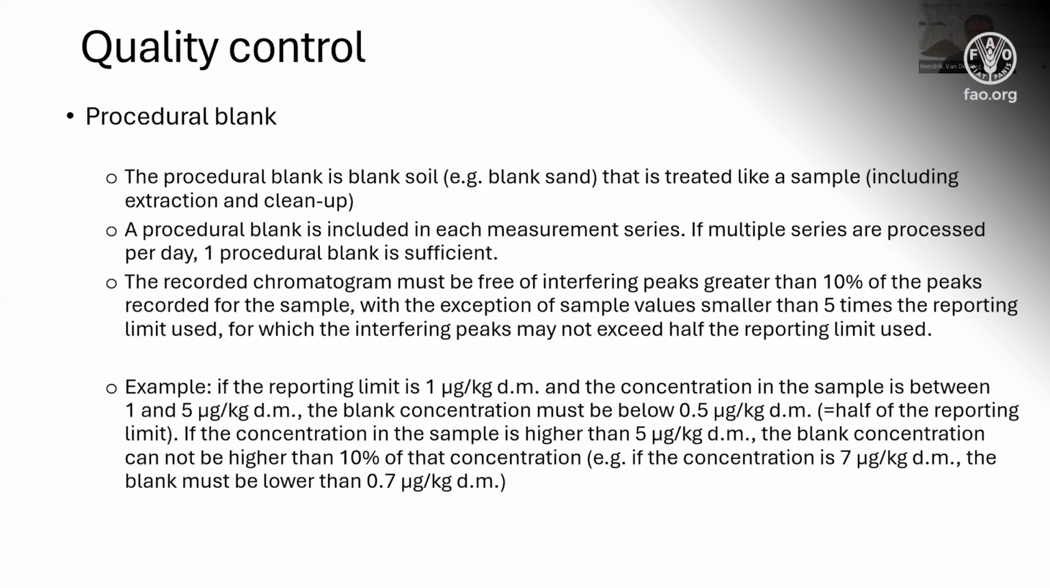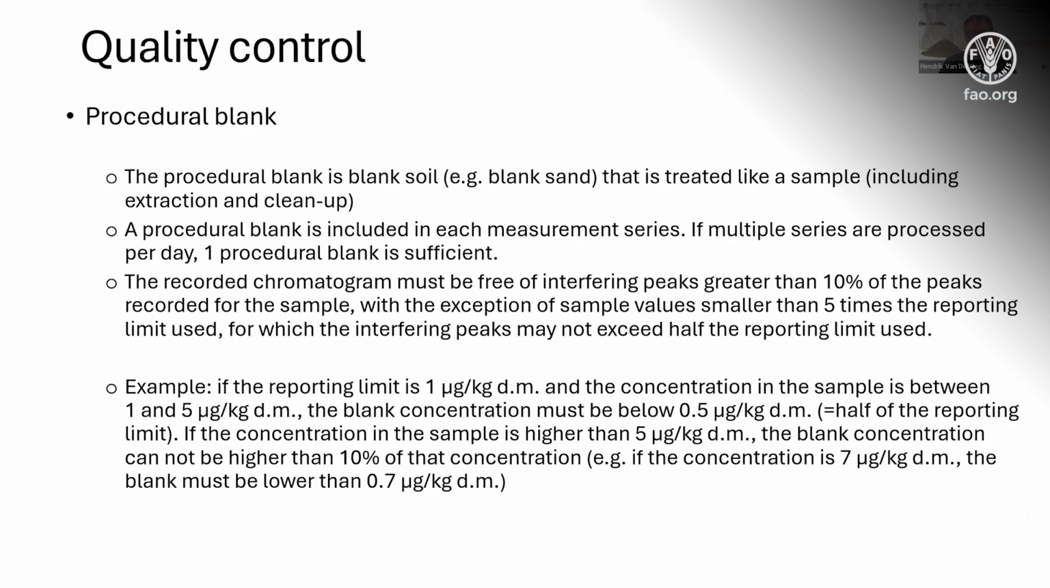The second quality control is a procedural blank. For this, we use blank soil, for instance blank sand, and we treat it like a sample. So we do the complete drying with sodium sulfate, extraction with Soxhlet, cleanup on the silica alumina column, as if it was a sample. We include one blank in each measurement series. If multiple series are analyzed per day, then one procedure blank is sufficient.